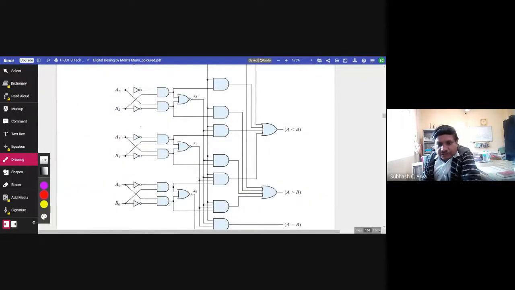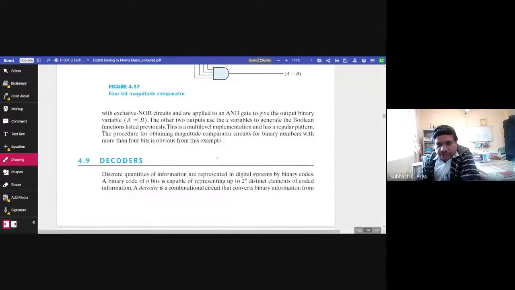If you copy that, there is a probability of committing errors, so I will not suggest going for it. You realize your own circuit once we understand the logic.